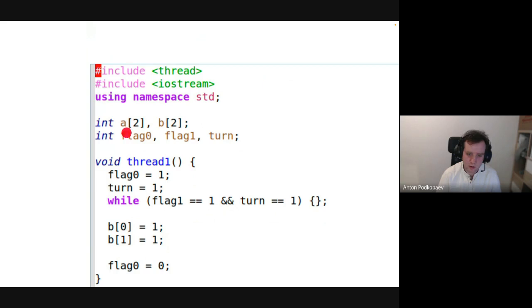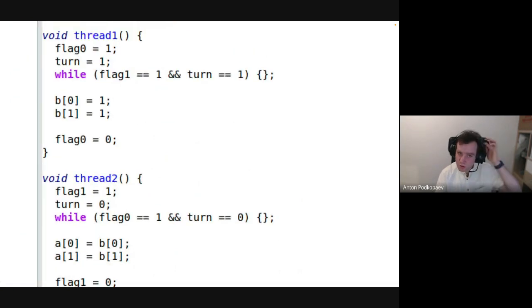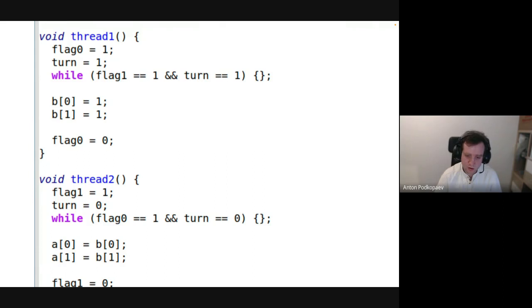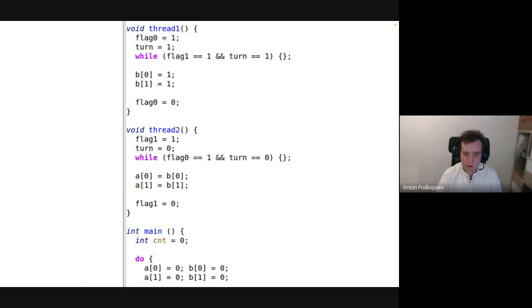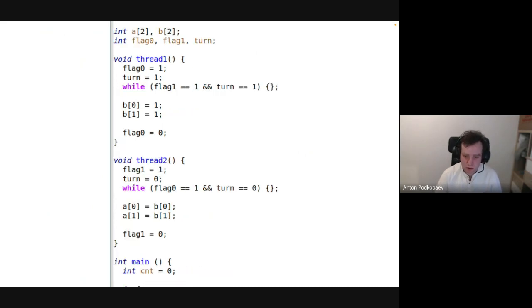Array A and array B. And what we do in the left thread, which here is called thread 1, we assign value 1 to both cells of array B. Whereas in the right thread, we read from the B array and put the values to array A. And these accesses to A and B are guarded by the Peterson lock, the one we already saw.